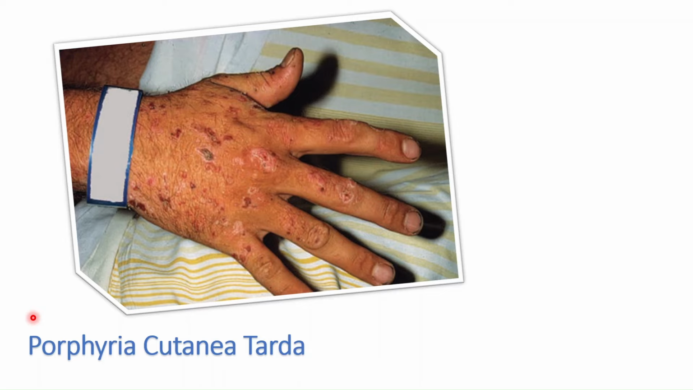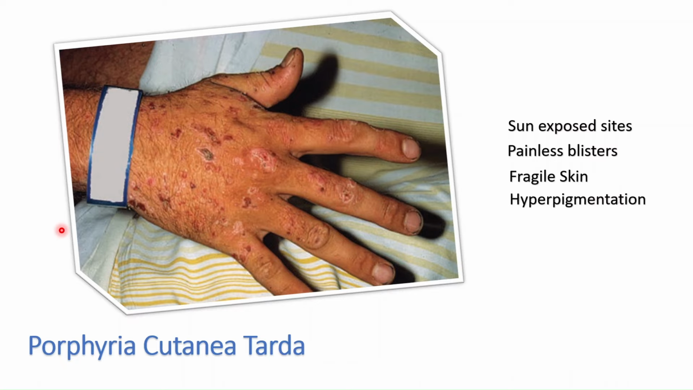This is Porphyria cutanea tarda, and it is characterized by lesions which occur on the sun exposed sides, for example the dorsum of the hand. It is characterized also by painless blisters, which later burst and lead to formation of crusting. In this condition, the skin becomes fragile and is subjected to repeated trauma and evidence of trauma. It is also characterized by hyperpigmentation, which occurs on the hands as well as other parts of the body.